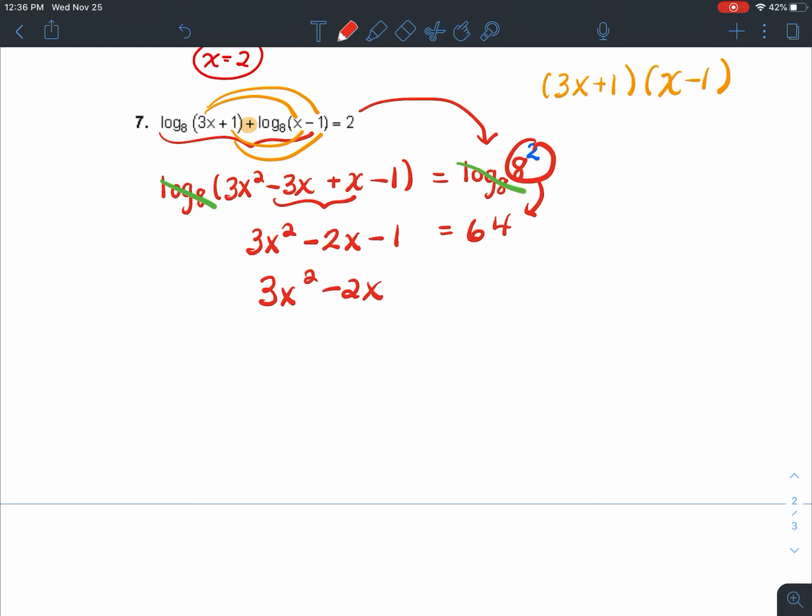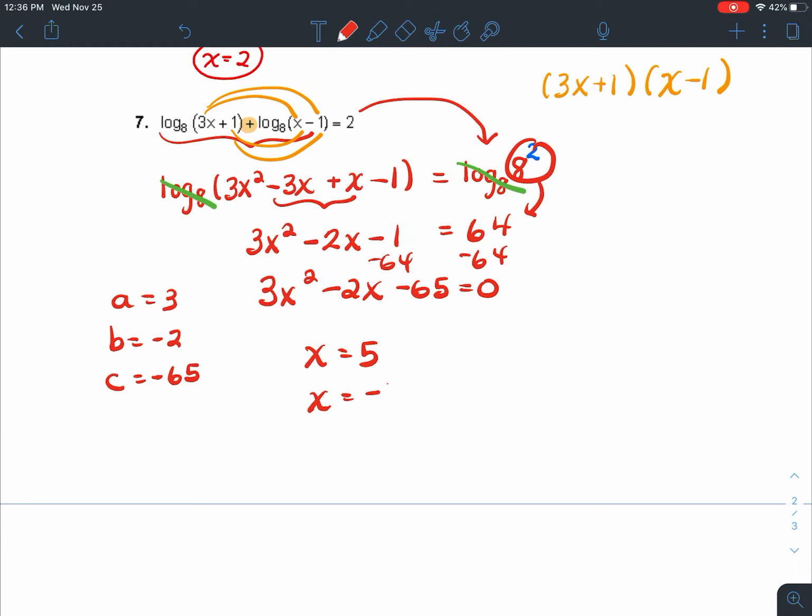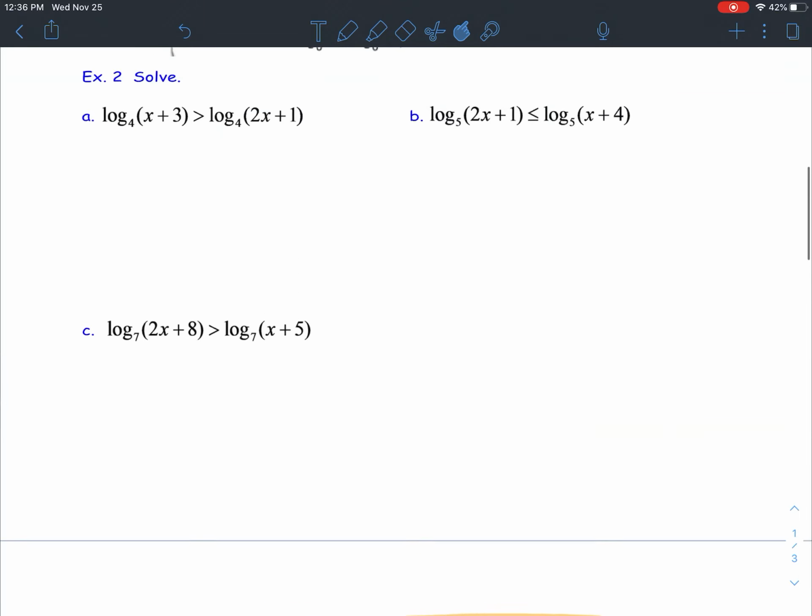Now, this one is a quadratic equation, so I'm going to be moving this 64 over to the other side, and then I'm going to run the quad program here. A is 3, B is -2, C is -65. Now, when I run the quad program, or if I graph it and find the x-intercepts, these are my 2 x-intercepts. I need to do a check here. 5 plugged back in, that looks like it checks out okay. 5 plugged in here, that also looks like it checks out okay. However, -4.33, if I plug it into either of these two, I think it's going to make those arguments negative. So I'm going to throw that one out. I'm only going to keep x equals 5 as my answer.